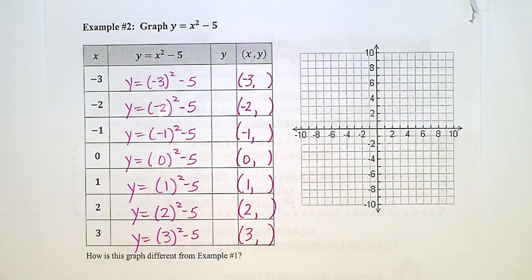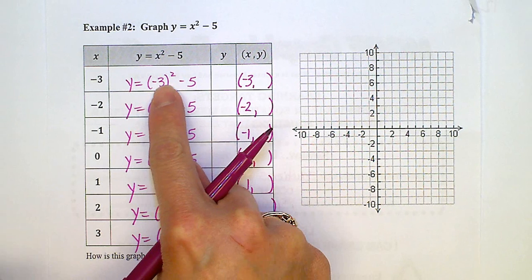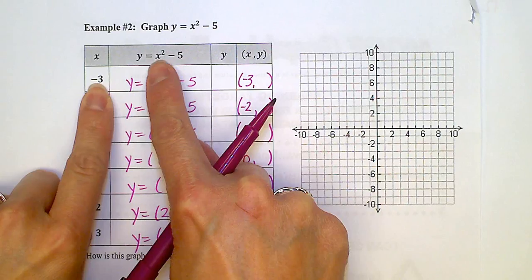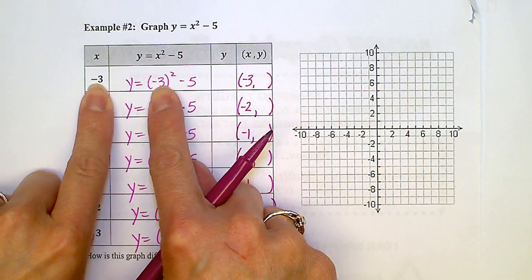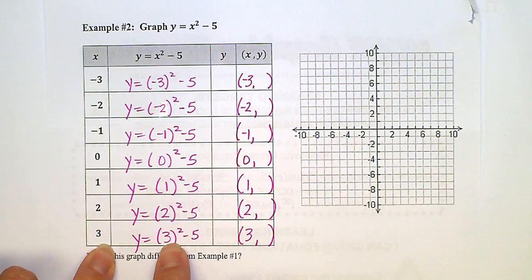Now we're looking at example 2 for graphing nonlinear graphs. I've already filled out the table, so I'm replacing the letter X with each number. First I'm going to plug in -3, then -2, -1, 0, 1, 2, and 3. If you need to pause the video, go ahead and pause it. Fill out this part of the table.